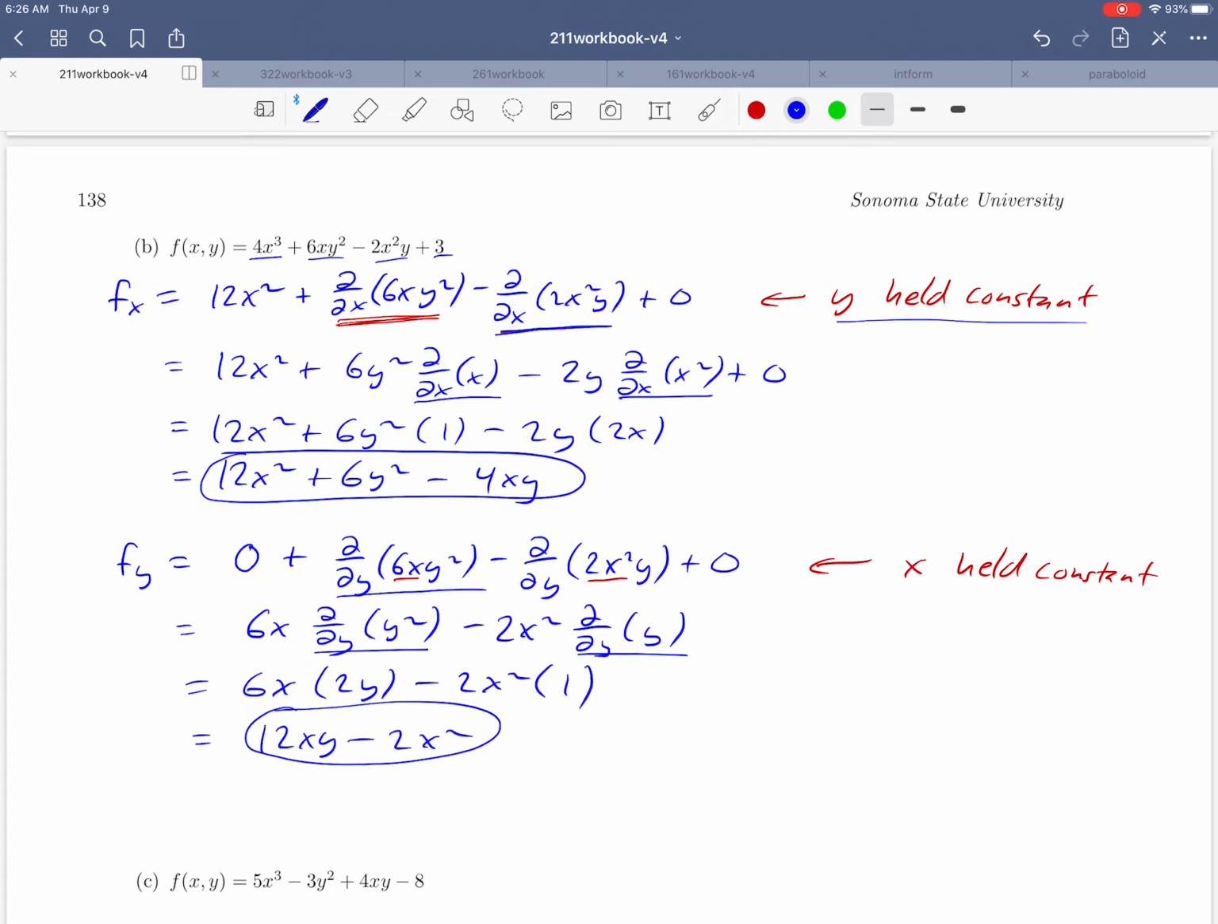Okay, so there's 2 examples of calculating partial derivatives, and now you've got a chance to maybe try a couple of these exercises on your own and see how they go.